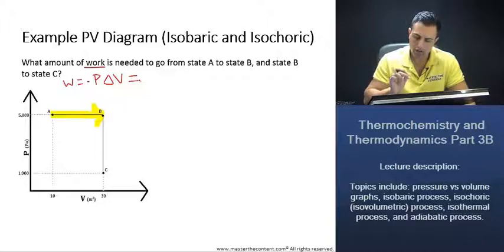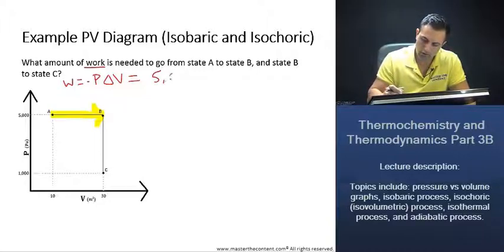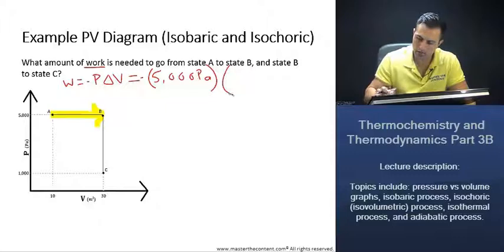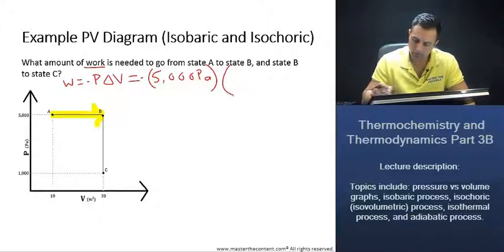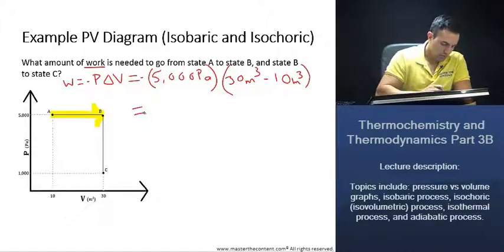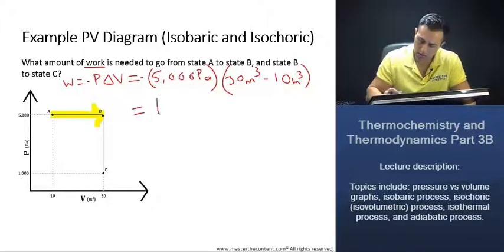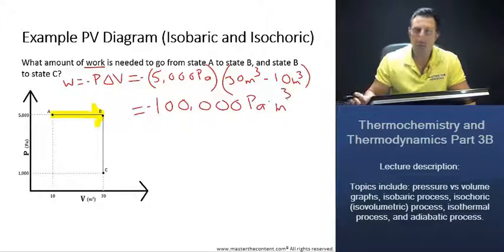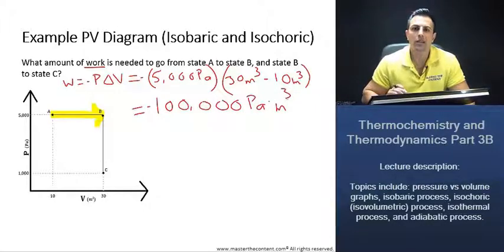Here we don't have a change in pressure going from A to B, so our answer is just going to be 5,000 pascals, right? And our change in volume, our final volume, is going to be 30 meters cubed minus 10 meters cubed. Once we go ahead and equate this, we should end up with a value of roughly 100,000 pascals meters cubed. If we recall, work is in joules. So how do we now get to work from here?